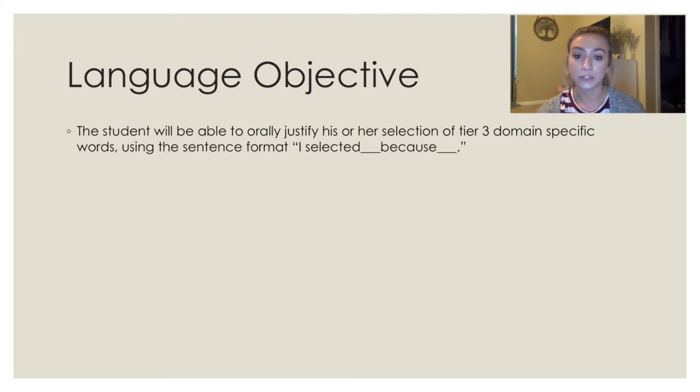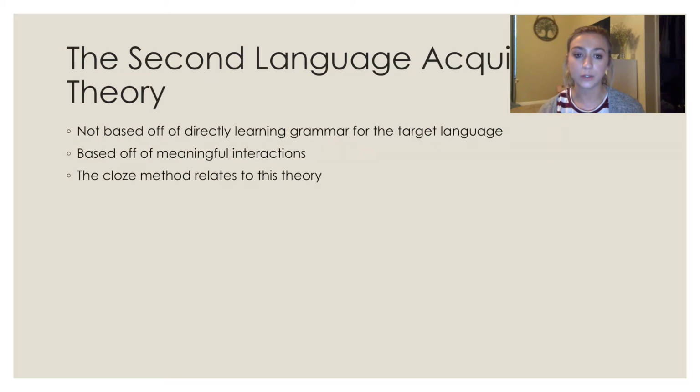So when looking at the language acquisition theory, it's important to notice that this theory is saying basically that students who are learning a new target language don't learn just based off of grammar alone, but they learn based off of important interactions. And so the Cloze Method really fits in with this because the Cloze Method isn't focusing on grammar, but it's focusing on, can I read this passage and put a word in there that will make it make sense? It's not about, is the word in the right tense, is the word in the right format. It's just about really gaining understanding of the language.